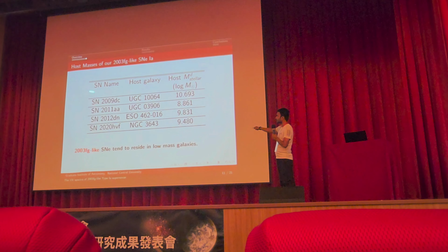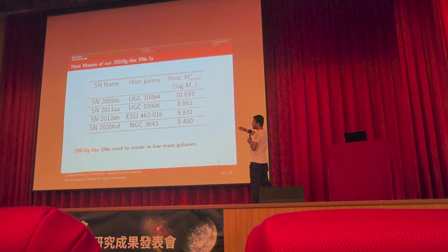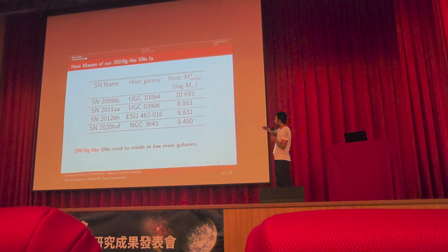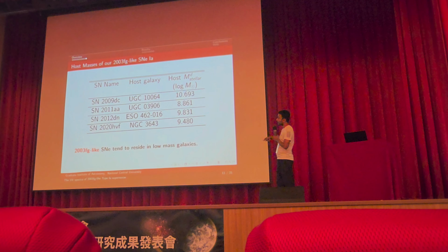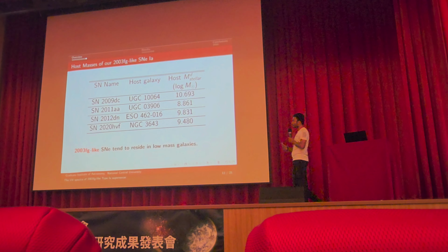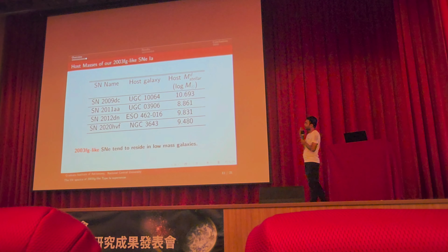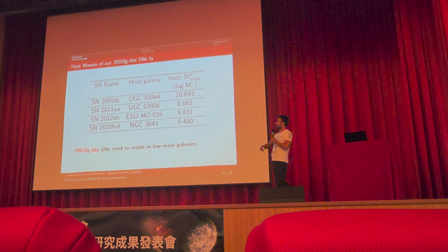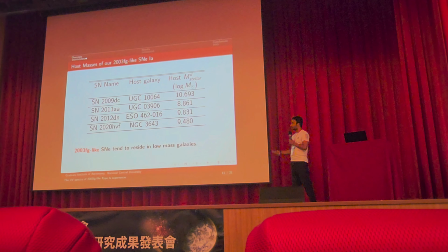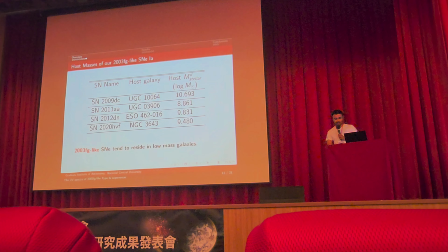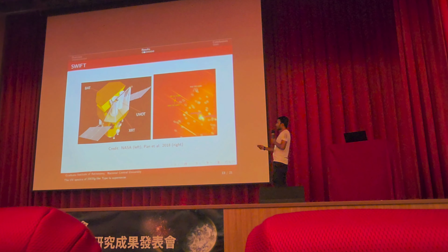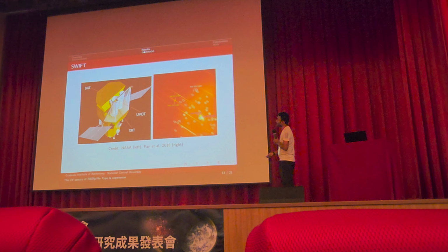These are the four objects which I'm working on. We only have four objects for which Swift has spectral data, and these are the results from previous studies, and they found that they tend to reside in low-mass galaxies. So the idea here is to test the argument posed by Pan et al. a few years back and to see if that argument can be applied to 03fg-like objects. That if the host galaxy is less massive, can it explain the UV excess of these kinds of objects?